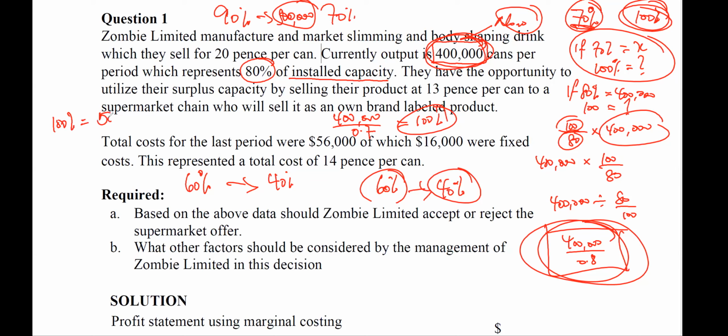500,000 divided by 0.9. Then it's straightforward, you are done, right? Instead of going 100 over 80 times this, you just take the 500,000 over the 0.9. This only works when you have something already and you want to get 100%.